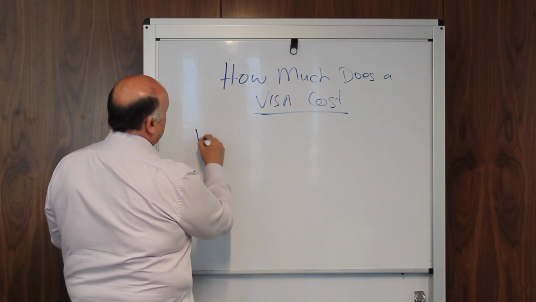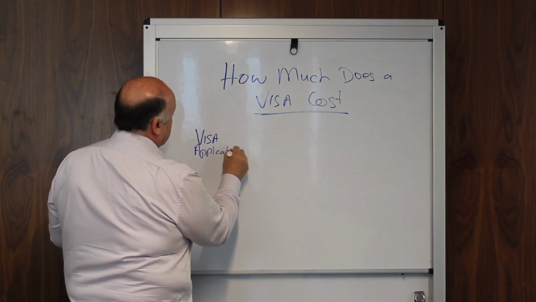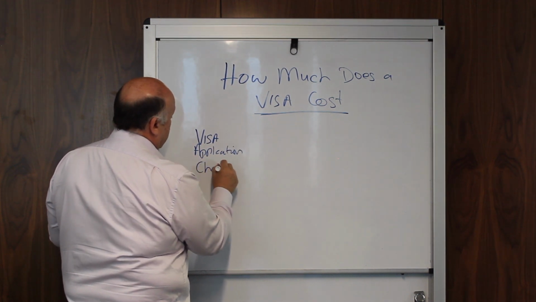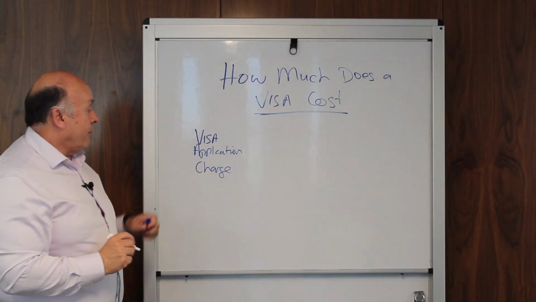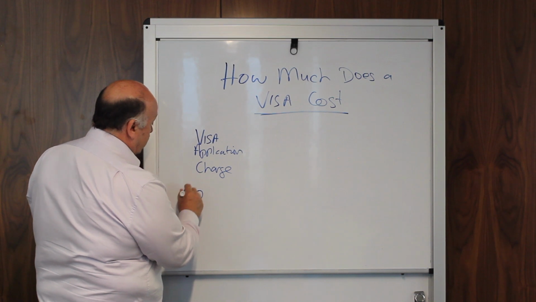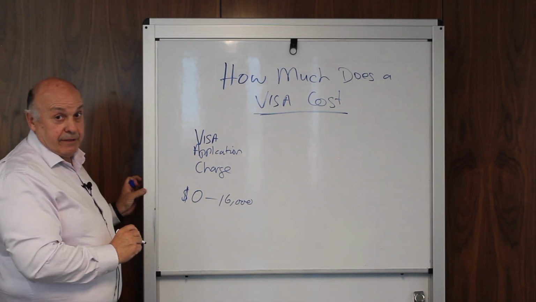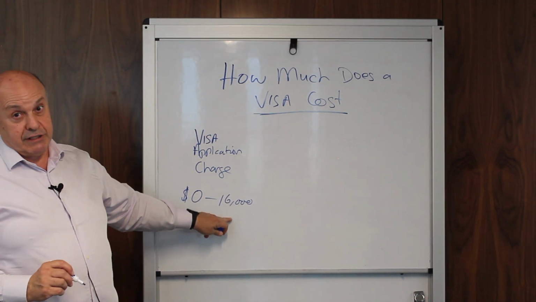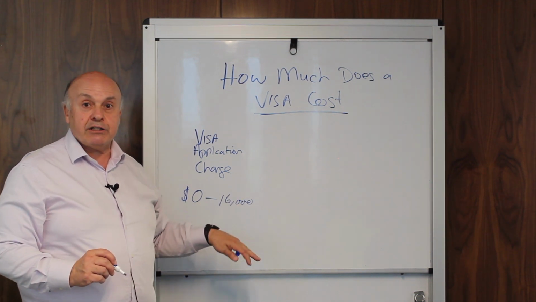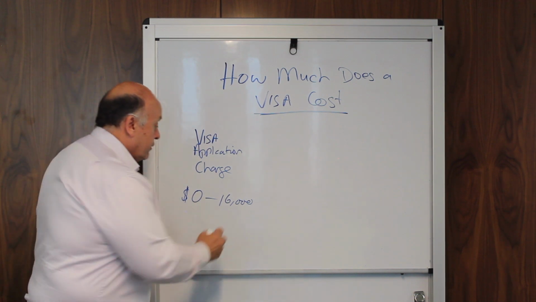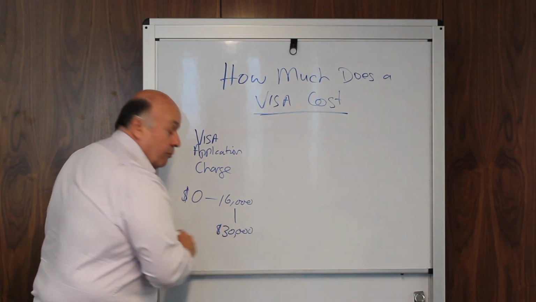So the first cost is always going to be the visa application charge. This is what the government's going to charge you to process your visa application. And this can be anything from $0 to $16,000 for a single applicant. Now, families can go way beyond the $16,000. So if you're a business visa client and you don't speak English, you're still eligible for a visa, but your cost, depending on your family members, can be upwards of $30,000 or more.